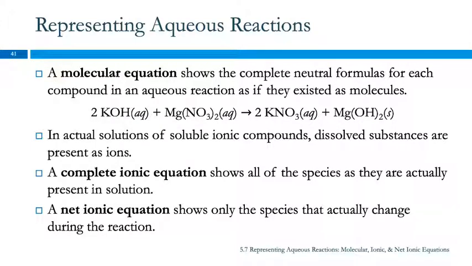If we look at what's actually going on in the solution, though, these aqueous substances, the ions are not together. They're separate, right? The water molecules come around and enable the ions to separate from each other. So here the potassium and hydroxide ions are separate. The magnesium and the nitrate ions are separate. Here the potassium and the nitrate ions are separate.